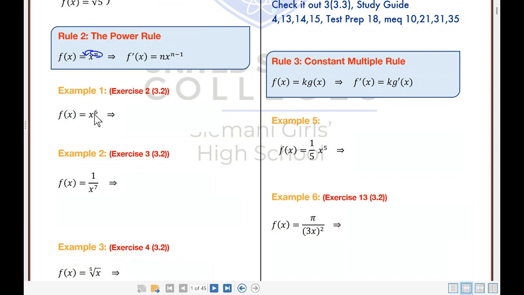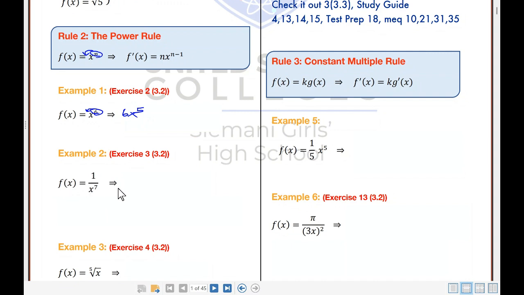For example, x to the 6. 6 is the exponent. Move it out in front. It's 6, x to the power of, decrease the power by 1. 6 minus 1 is 5. Similarly, 1 over x to the 7. In order to apply power rule, our function should be written in the numerator. The variable should be written in the numerator.